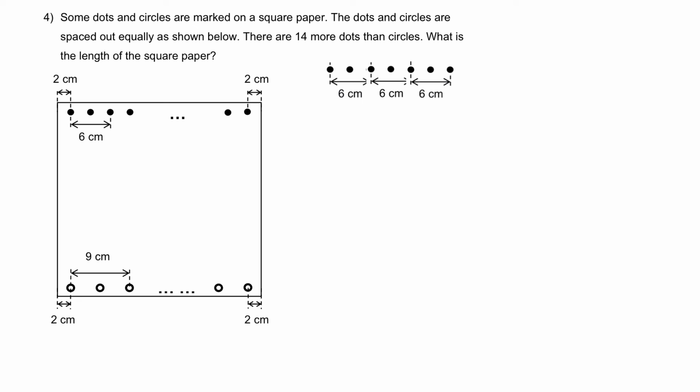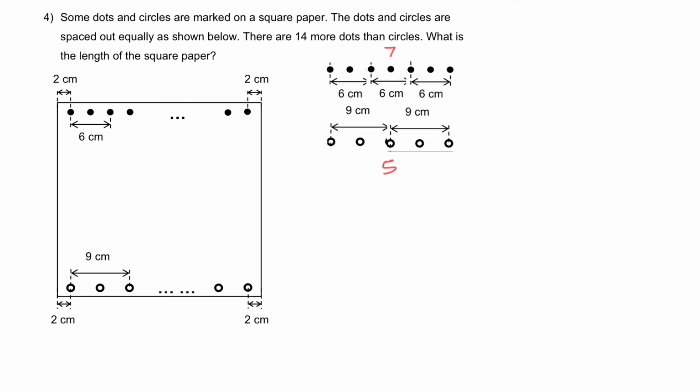Hence, I can actually do something like this. Not really drawn to scale, but I hope you get the idea of what I'm trying to achieve here. Alright, so as you can see, for every 18 centimeter along the paper, how many dots and how many circles are there? For every 18 centimeter, we have 1, 2, 3, 4, 5, 6, 7. 7 dots and 5 circles.